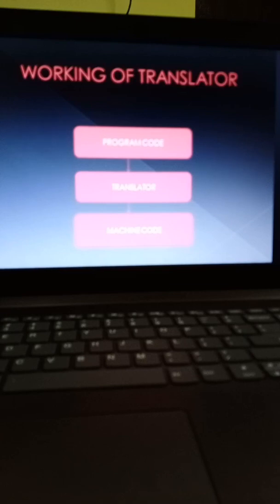Okay, now come to next, the working of a translator. Since the computer understands only patterns of bits, every high-level language needs to be converted into bits. The code written in a high-level language is known as program code. It is sent to a translator for converting it into machine code. After being converted, it is sent to the CPU for processing. So this is the working of a translator. First program code, then translator, then machine code.